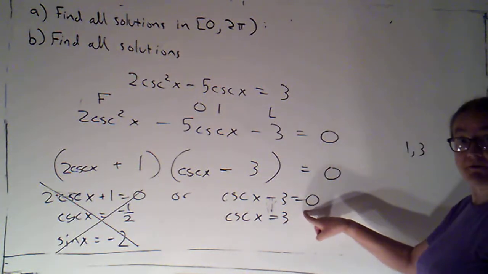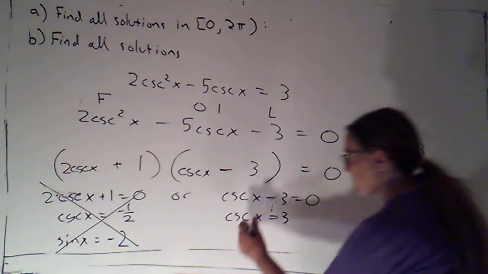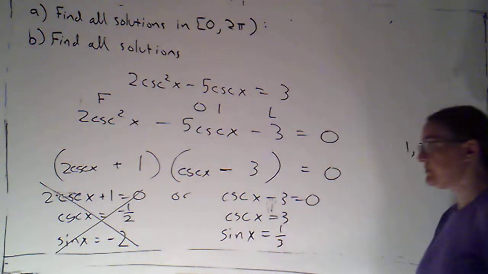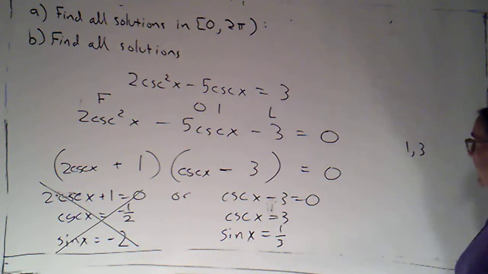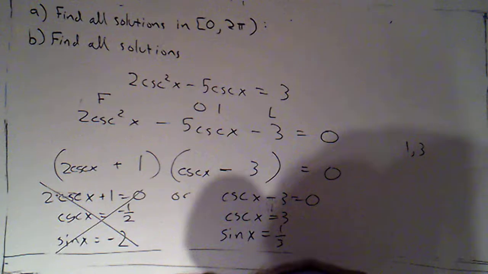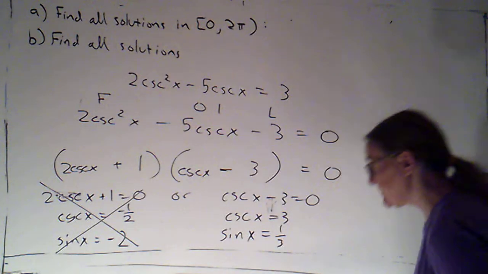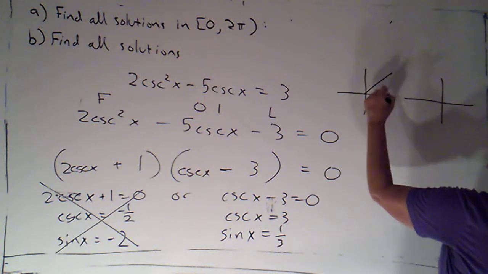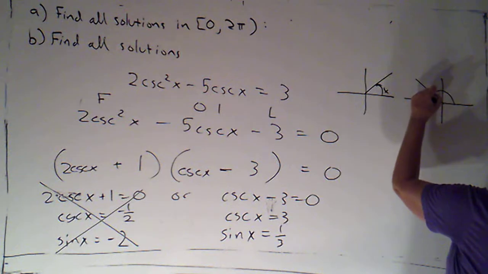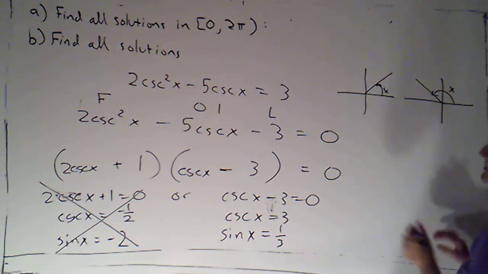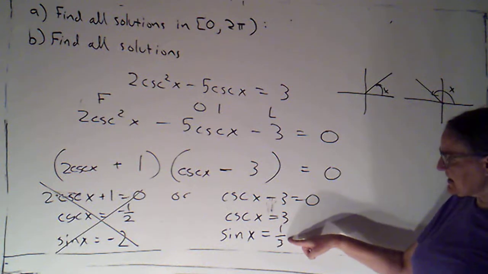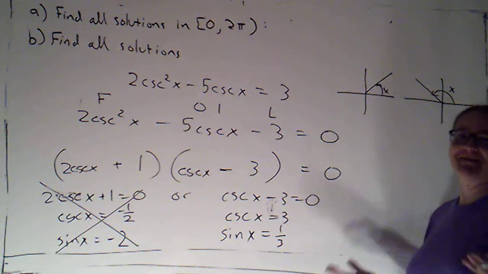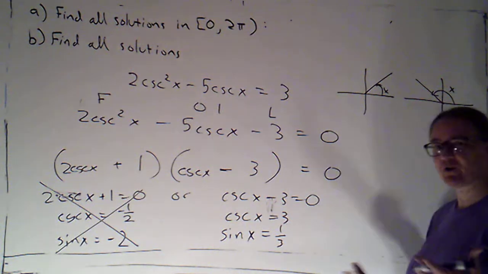Any solutions are going to come from this one. And I'm going to just write this in its more familiar form. The reciprocal of cosecant is sine. The reciprocal of 3 would be 1/3. So we're looking for angles whose sine is 1/3. Now that is between negative 1 and 1, so I'm going to have some solutions. So let's think quadrants. Sine is positive in quadrant 1 and quadrant 2. Okay. So if sine x is 1/3, I'm not talking about a nice reference angle of pi over 6 or pi over 4 or pi over 3.